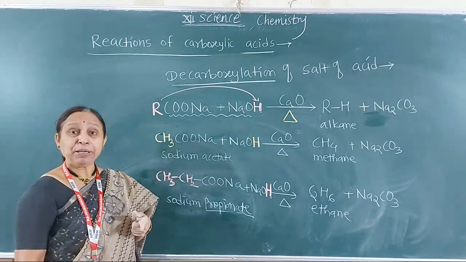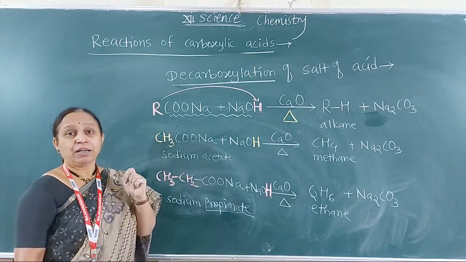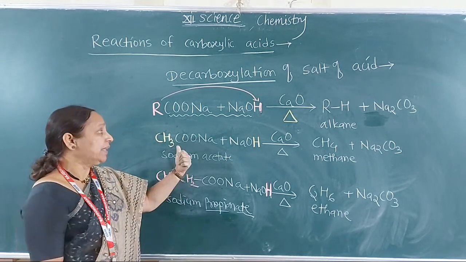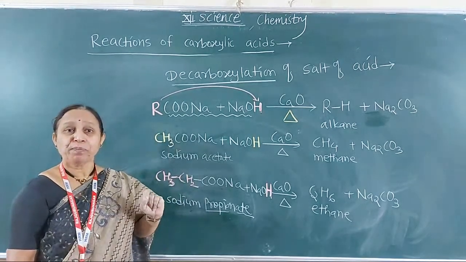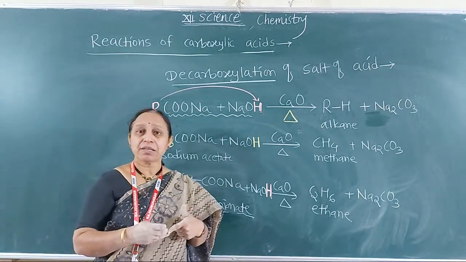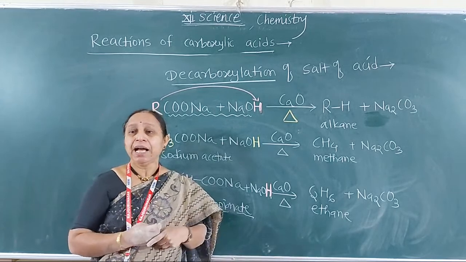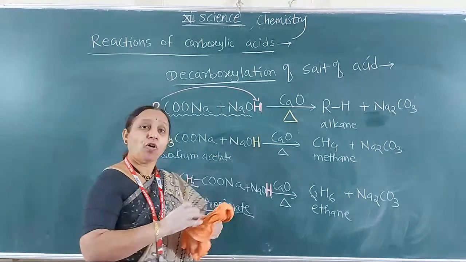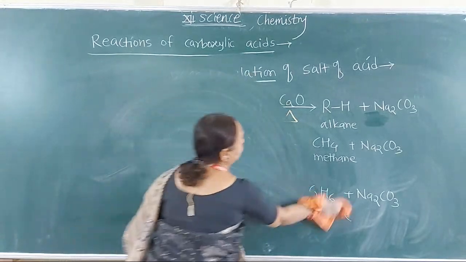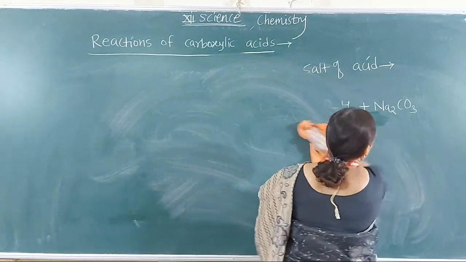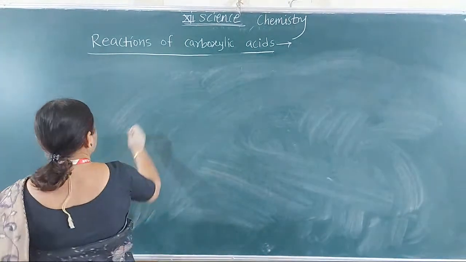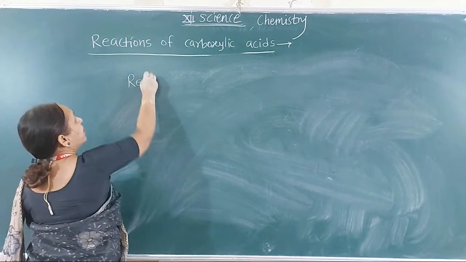But what alkane is obtained in this case? One containing 1 carbon atom less than the corresponding sodium salt of acid. And let us move on to the last reaction of carboxylic acid, and that is reduction of carboxylic acids. Reduction. Last reaction.